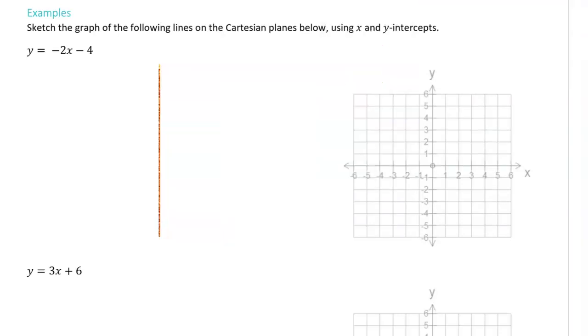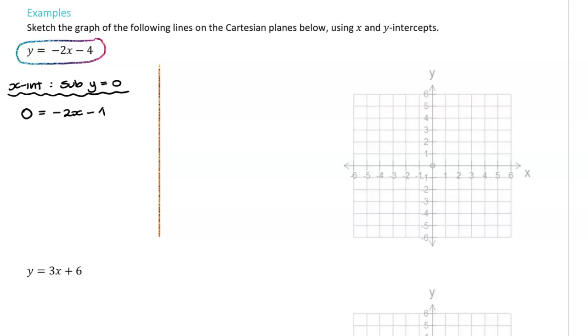So first off, let's find the x-intercept. We'll write x-int. As a reminder, to find the x-intercept, we sub y equals 0 into the rule. I really enjoy writing a heading for myself because it means I remember what I'm doing, and also it tells my teacher what I'm doing. So our rule for this one, y equals minus 2x minus 4. Instead of y, we're going to substitute in 0, so we have 0 equals minus 2x minus 4.